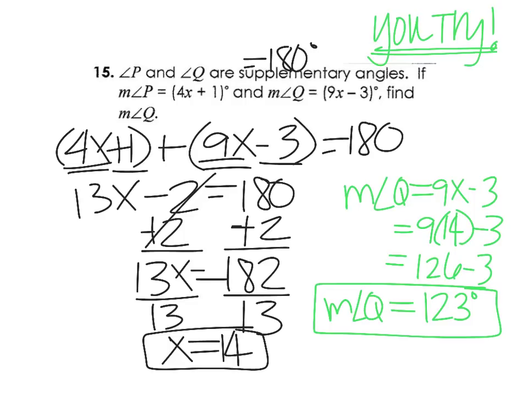But you're not done once you solve for x, because the problem's asking you to find the measure of angle Q. So we have to go back and plug it into 9x minus 3. When we plug it into 9x minus 3, we get that the measure of angle Q is 123 degrees.